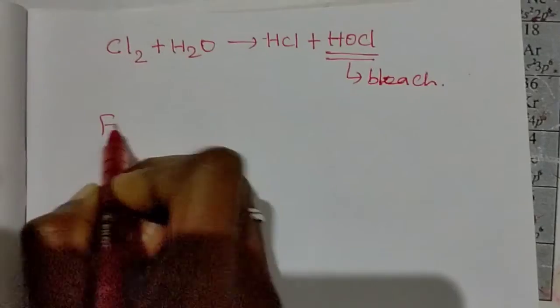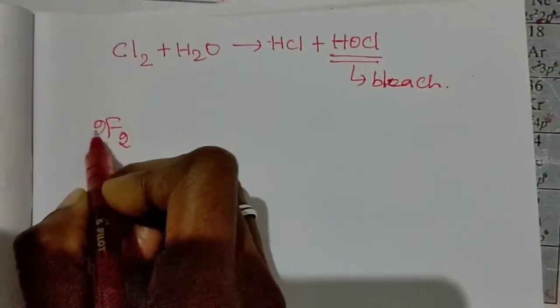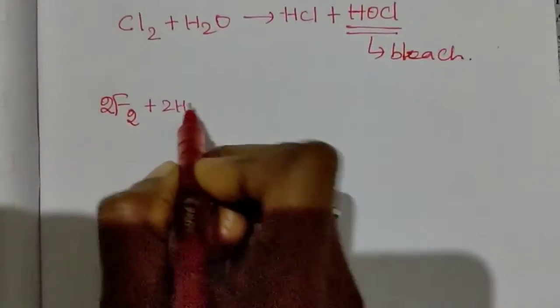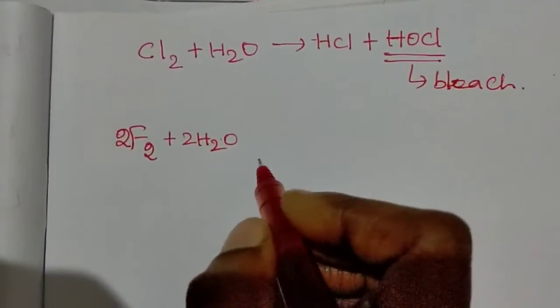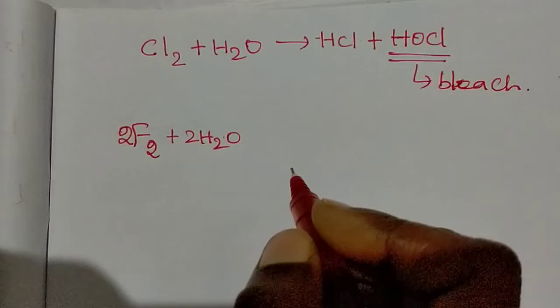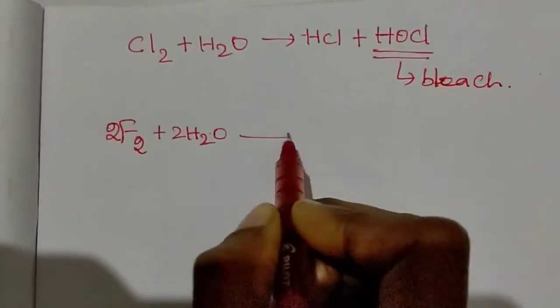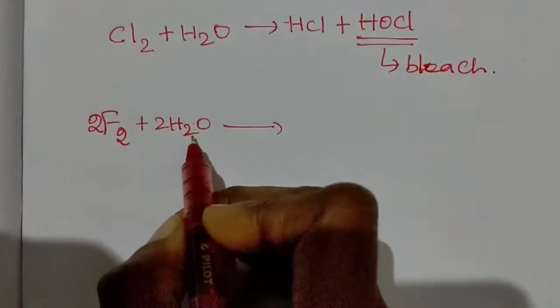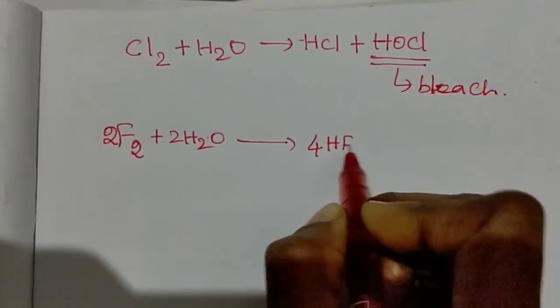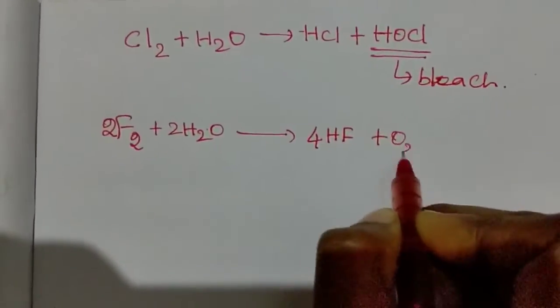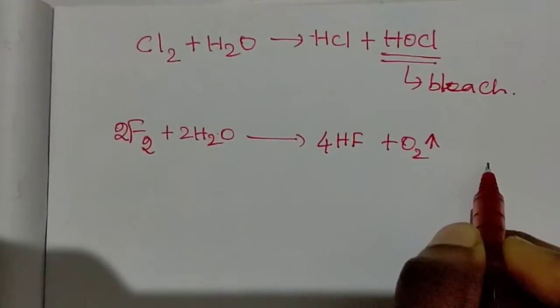Then fluorine reacts with water. Fluorine is also a halogen. Fluorine reacts with water and liberates the oxygen from water. This is the reaction: fluorine with water produces hydrogen fluoride and liberates oxygen as a gas.